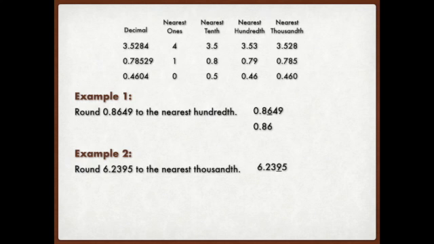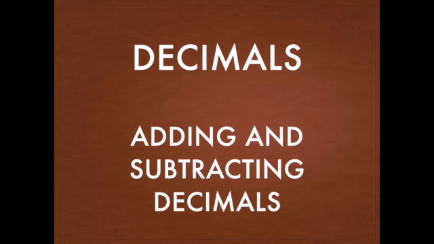It's 5 and above, so that will round up. That will impact the 9. This gets a little tricky. That will then impact the 9, making it a 10. And then that 1 of the 10 gets brought up over the 3, and that makes it a 4. So 6.24 or 6.240. Now let's talk about adding and subtracting decimals.